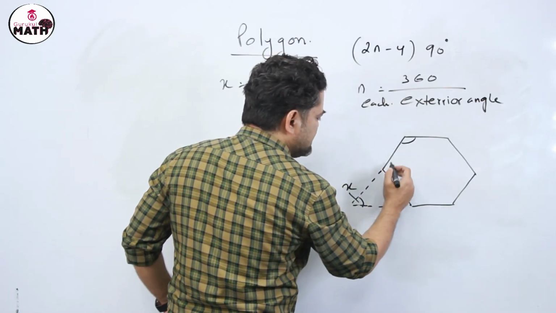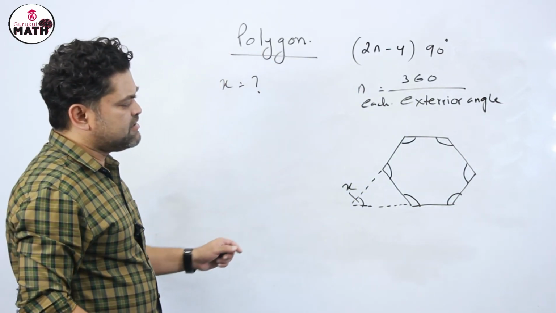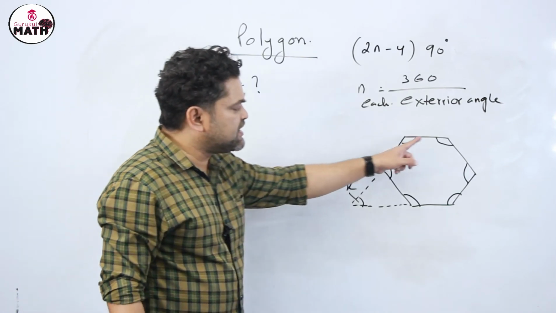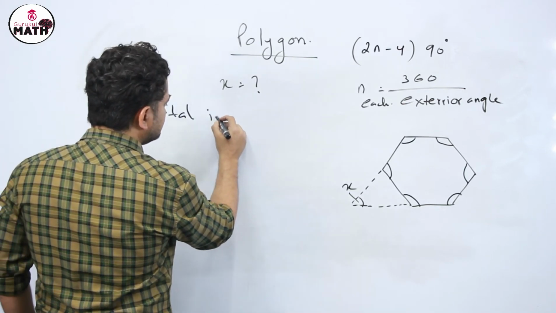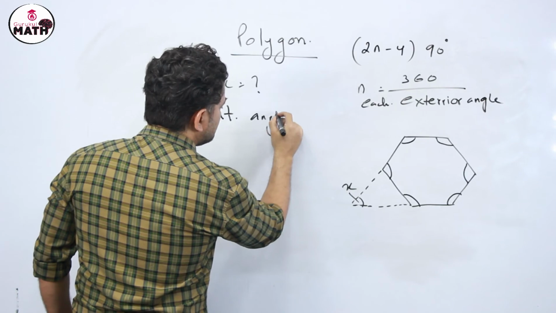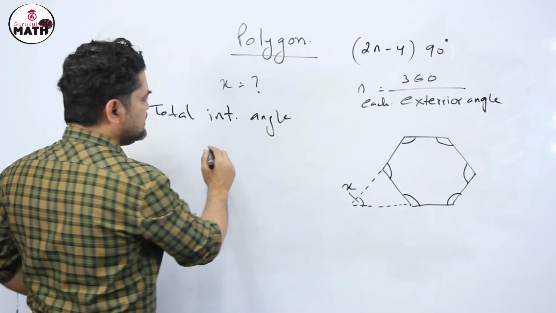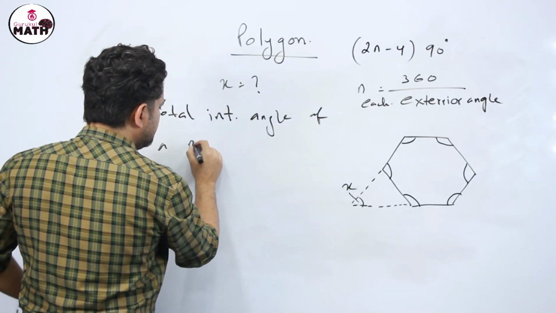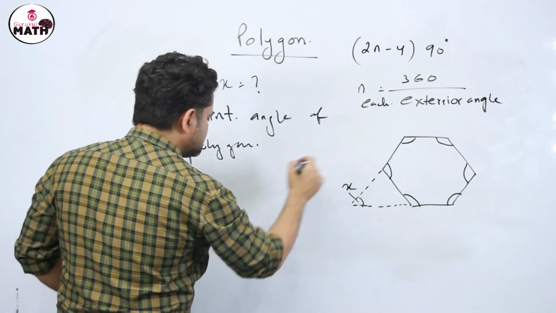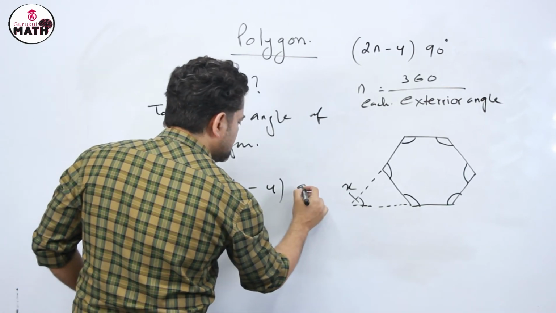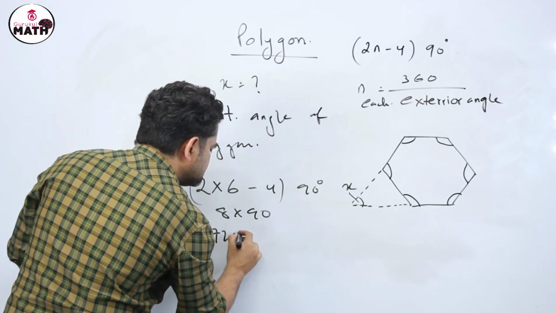First of all, I need to find the interior angle. I've shown you how to find the interior angle of a polygon. Total interior angle of a polygon I need to know by using this formula. Okay, total interior angle of a polygon, if I need to find, I have to use that formula. So here it was 6 sides, 2 into 6 minus 4, 90 degrees. So it's coming 8 into 90, that is 720 degrees.